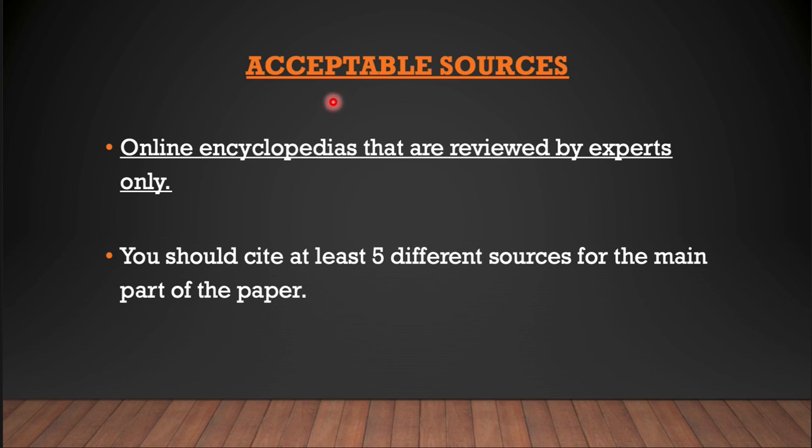Acceptable sources, not to be used for everything, but maybe for just background on the civilization. When did the Old Kingdom start? Online encyclopedias that are reviewed by experts. And you will want to cite at least 5 different sources for the main part of the paper.